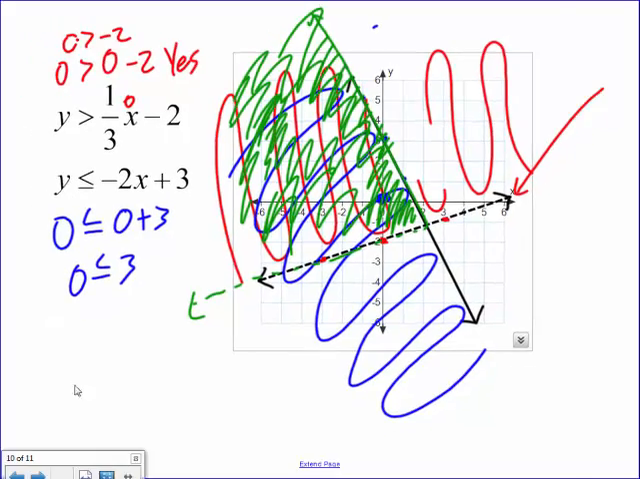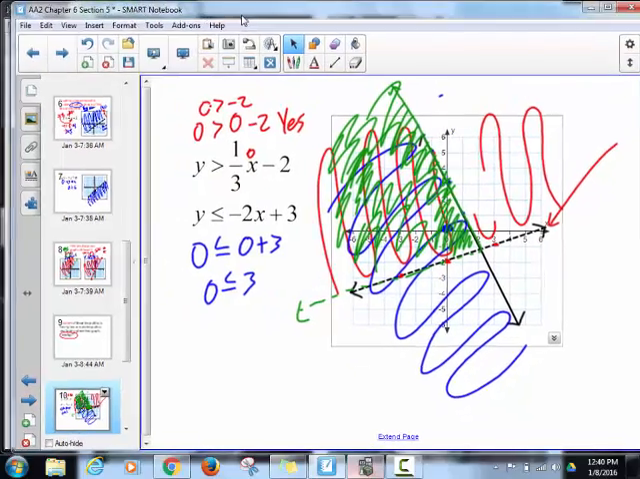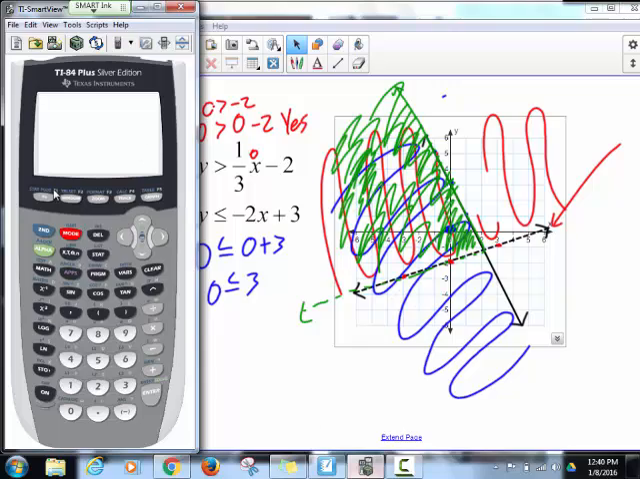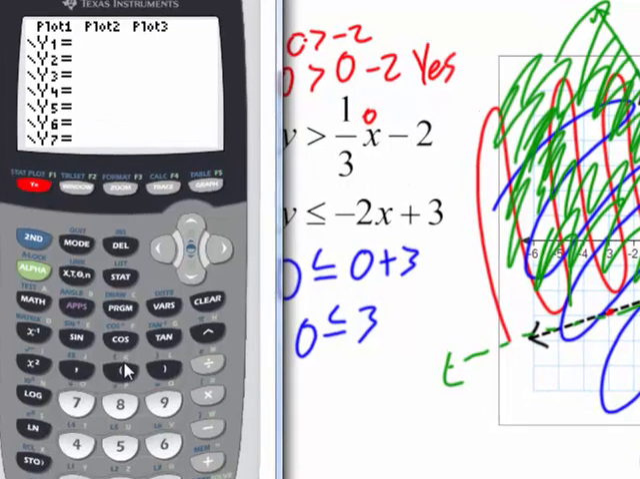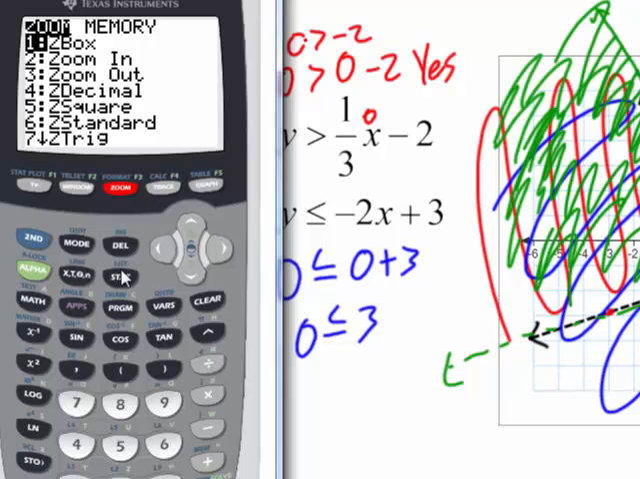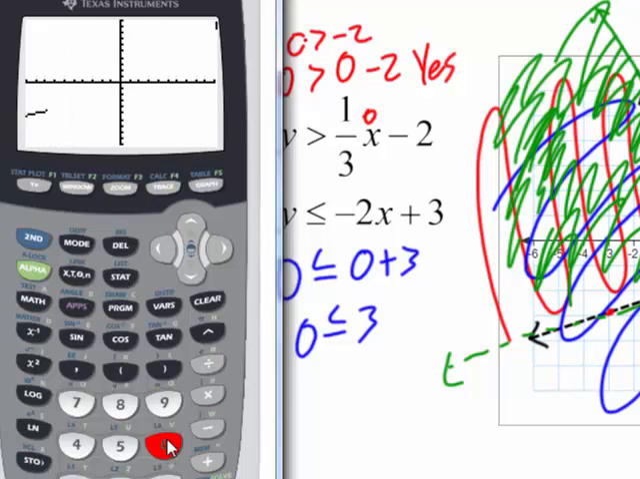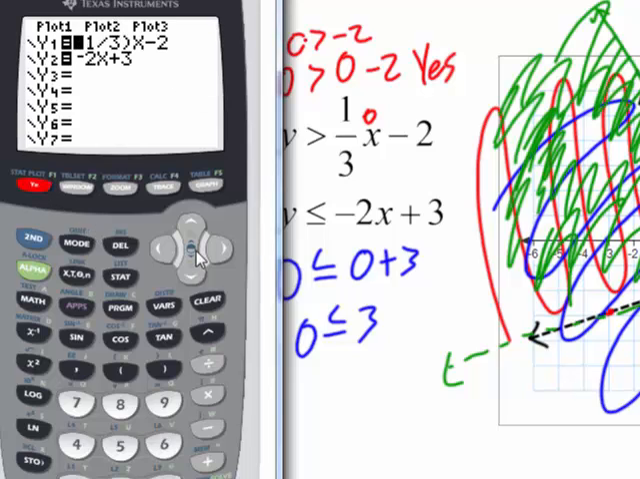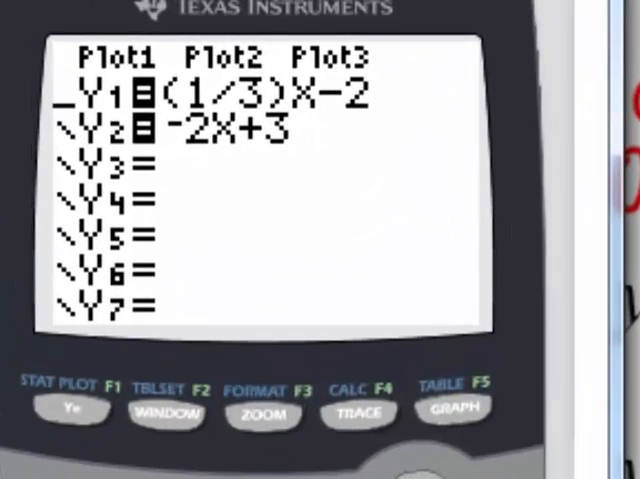Let's check this out. All right, so if I grab my calculator, I'm going to Y equals, and I'm going to graph both these equations. So 1/3 x minus 2. I'm going to go Zoom Standard, number 6. Okay, so if you notice, they're both solid lines and there's no shading. Well, to get the shade, right now, if you notice, they're both solid lines. So as I hit enter, I just go over here and I hit enter, and I start getting different things. I got a dark line.